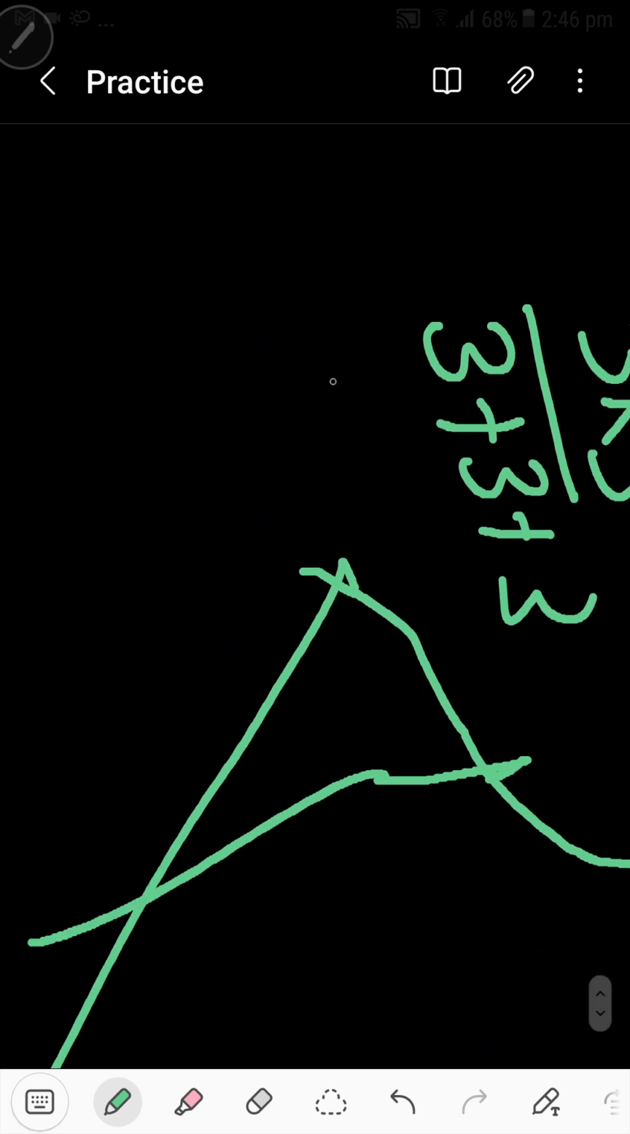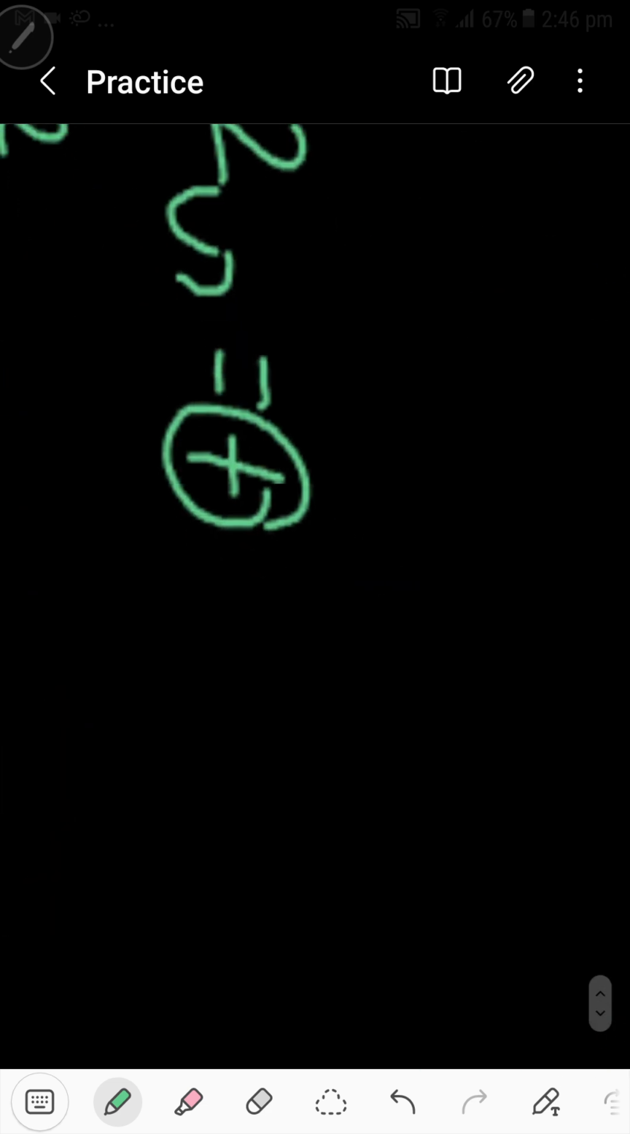3 plus 3 is 6, plus 3 is 9. So let's take any example. Let's say 2 multiplied by 8. This is 16 if you do it on a calculator. What does this mean? This just means add 2 eight times.